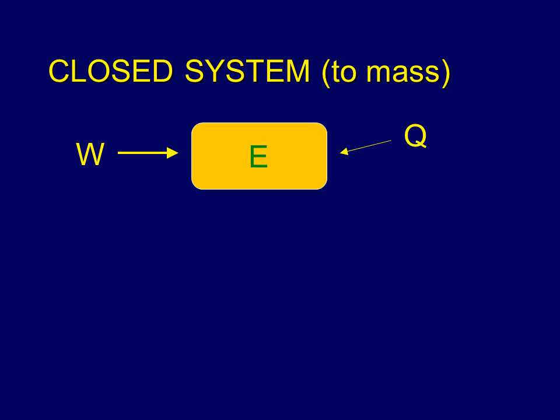There's no mass in or out of the system. However, work can go in or out, so the energy of the system can be influenced by how much work I put in, how much heat I put in, or how much work or heat I take out. Again, there's no mass bringing any energy into the system, so the energy changes only because of Q or W.